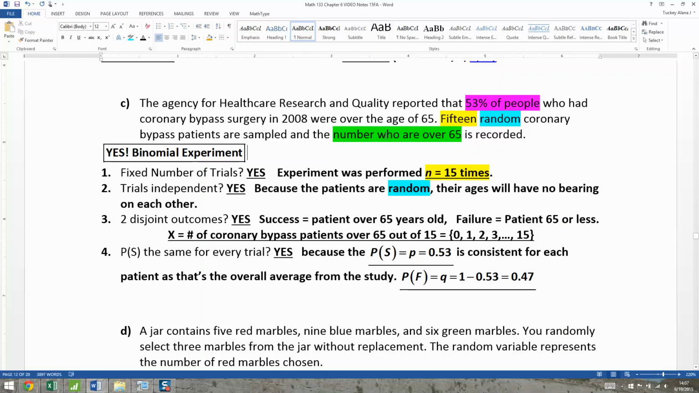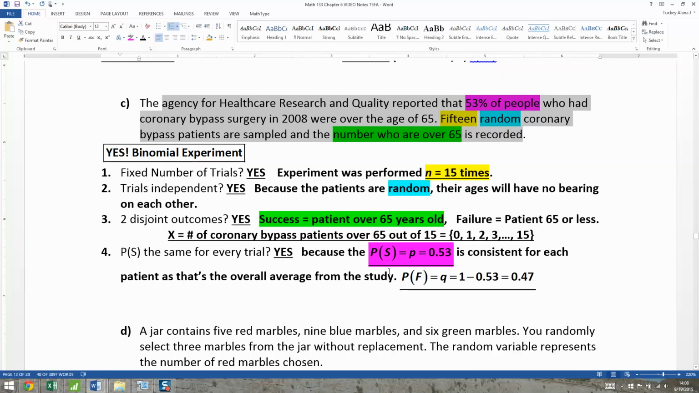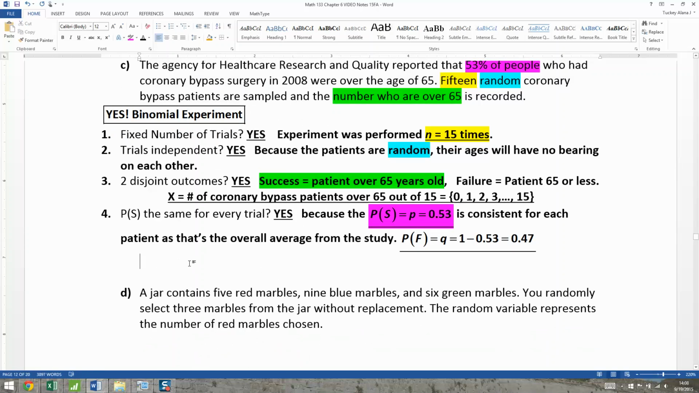And then the number who are over 65, that's determining what makes success for us. So success is over 65, right? And that also helps us determine what our X value is. And then the probability of success is pink or magenta, whatever color that is, right? That's where that's coming from. So one little phrase with 3 lines, and it's giving us a whole bunch of information. And this is definitely a binomial experiment.